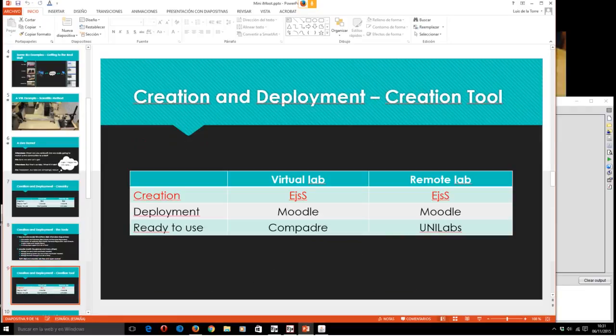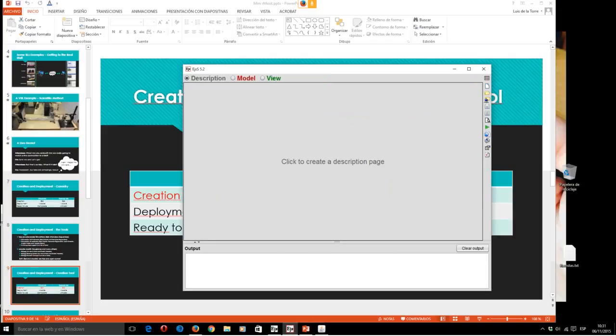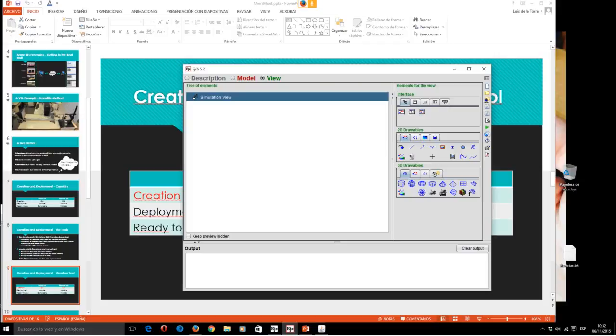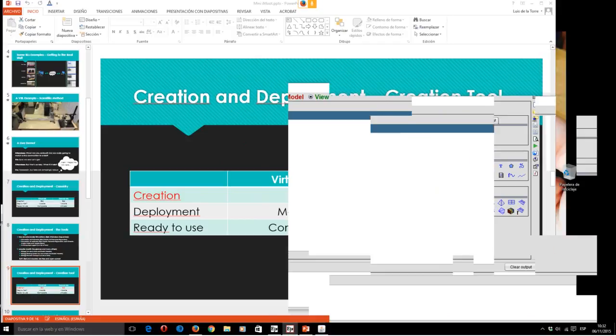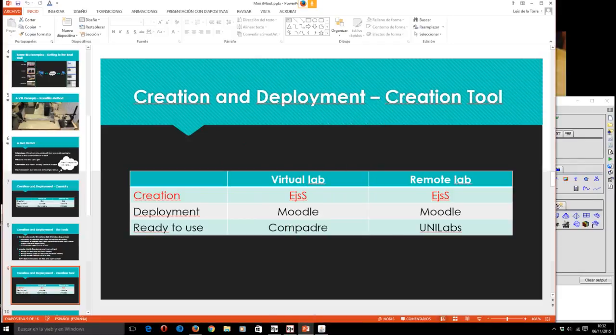So, okay, as I said, for the creation, we are using EJSS for both virtual labs and remote labs. If I had more time, I would actually show you the EJS tool, which is basically this window here. In just a couple of minutes: it is divided into building a model, if it's a simulation, in which you enter the differential equations or whatever, and the view in which you build the graphical user interface, the final aspect of the application. I was planning on doing a small example, but I will skip it because I don't have that much time.